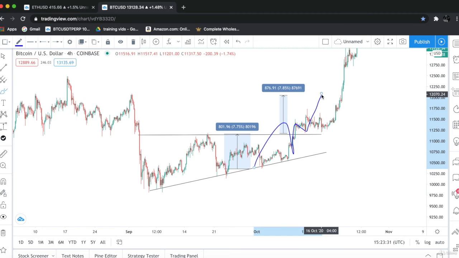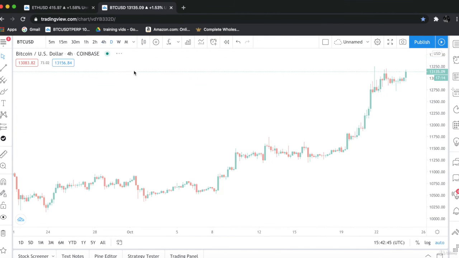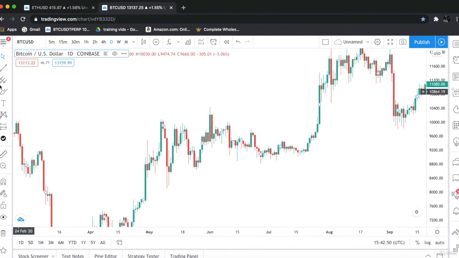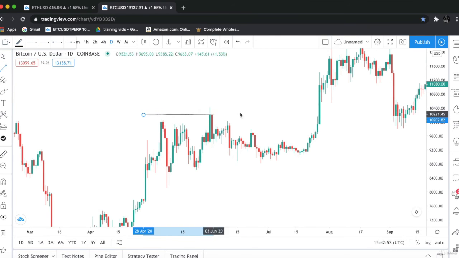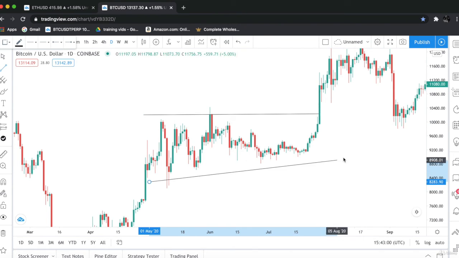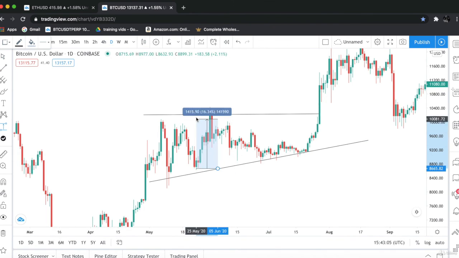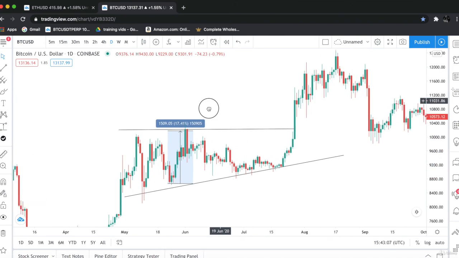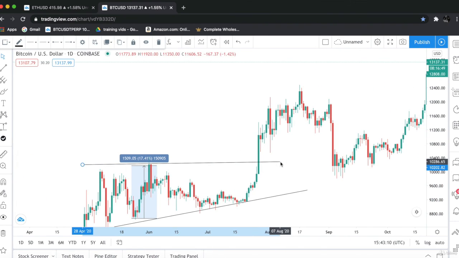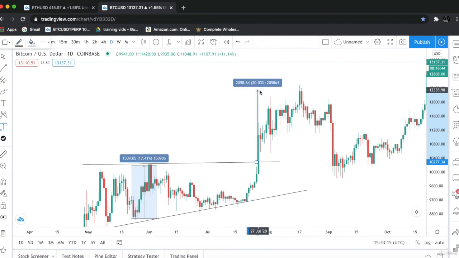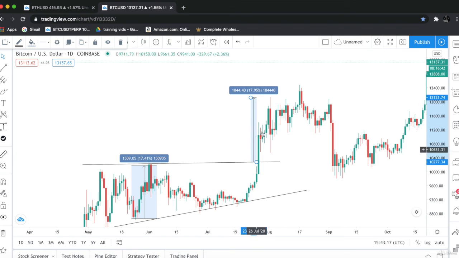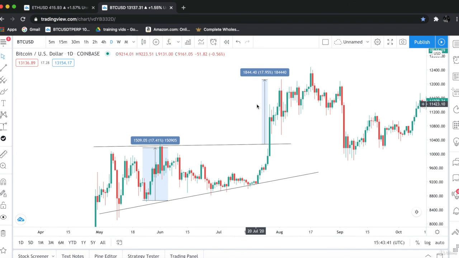Let's find another example. As you can see over here, straight resistance lines and support line toward the upside. Let's measure the distance. Approximately 17%. As you can see over here, the triangle got broken and went straight towards take profit. TP hit it. So this was the ascending triangle.